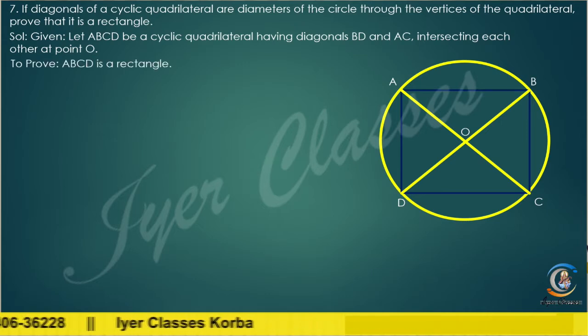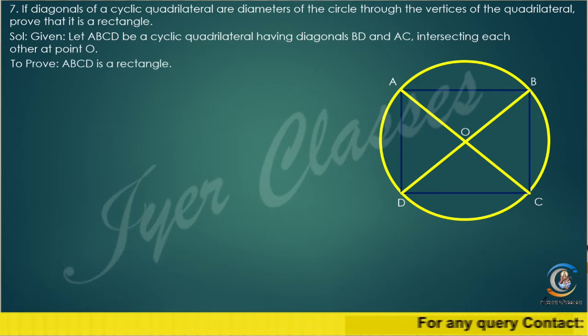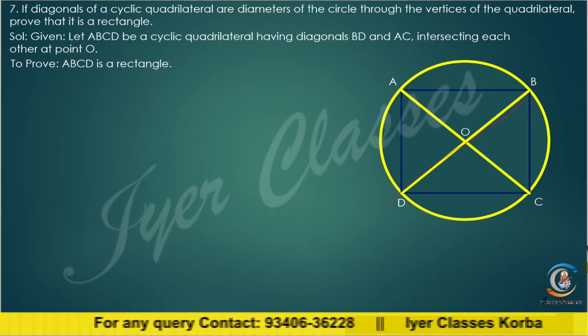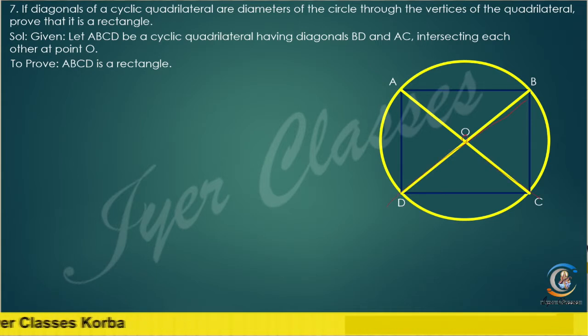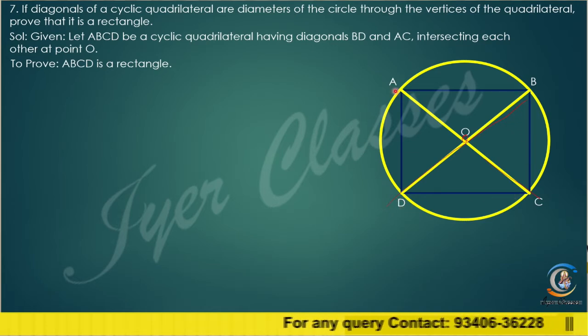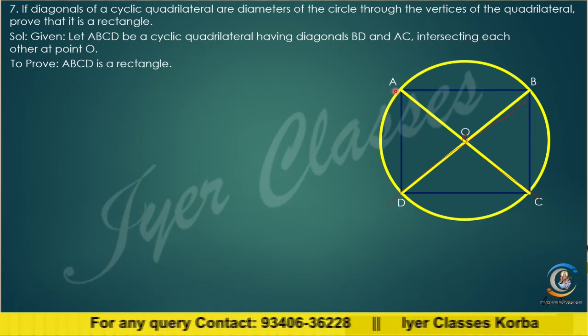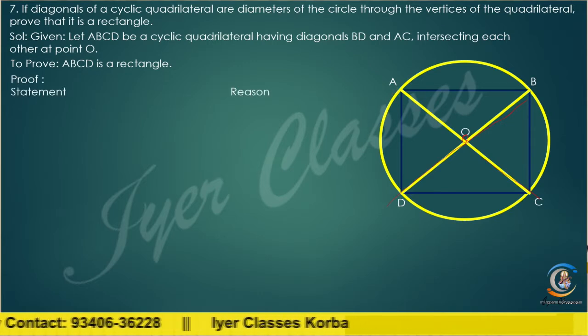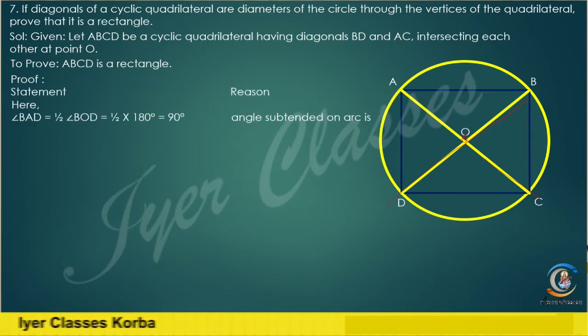So what is given to you here? ABCD is a cyclic quadrilateral having diagonals BD and AC intersecting each other at point O. We are supposed to prove that this quadrilateral ABCD is a rectangle, right? For this, we will write the statement and prove.